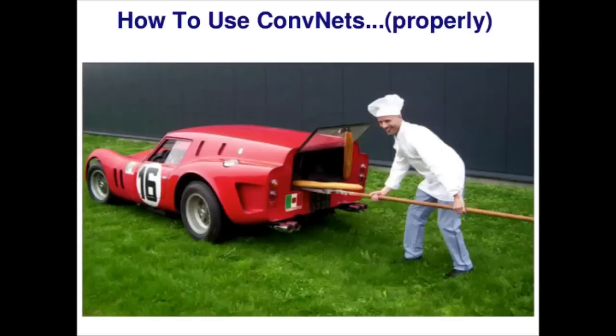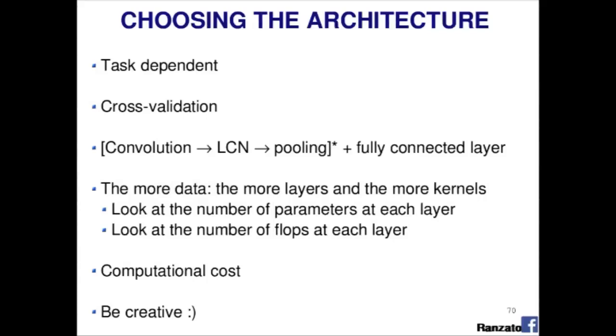But now the question is, we have this super powerful machine. How can we make a good use of it, right? So I'm going to conclude my talk with some practical advice about how to train convolutional networks. So many people ask, how should I choose my architecture? That's very task dependent, right? So I don't know. And that's usually picked by cross-validation. So you try different architectures and you pick the best one.